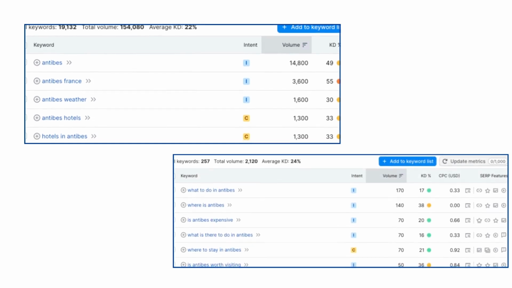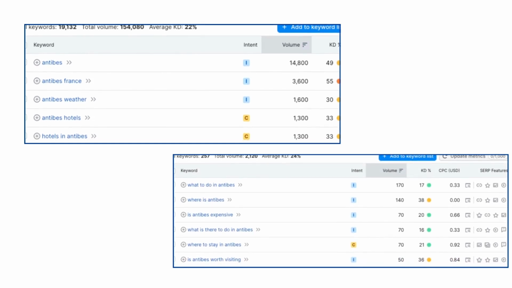So if we look at the keywords in SEMrush, we can see the short phrases tend to be more difficult, but they also have higher volume. So on Antibes, the single word search has an informational search intent, and it has a volume of 14,800 views in the UK. The commercial terms, Antibes hotels and hotels in Antibes, they have around 1,300 views in the UK a month. The keyword difficulty of the short phrases is quite high, ranging from 30 to 55. Now, if you look at the longer phrases like what to do in Antibes, they're more specific, but also they've got lower search volume and they've got an easier keyword difficulty.